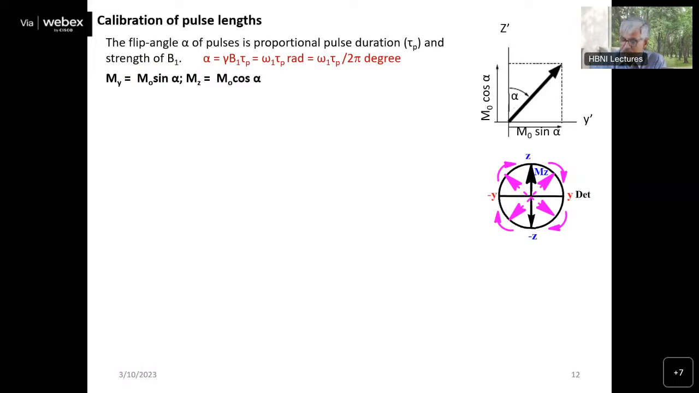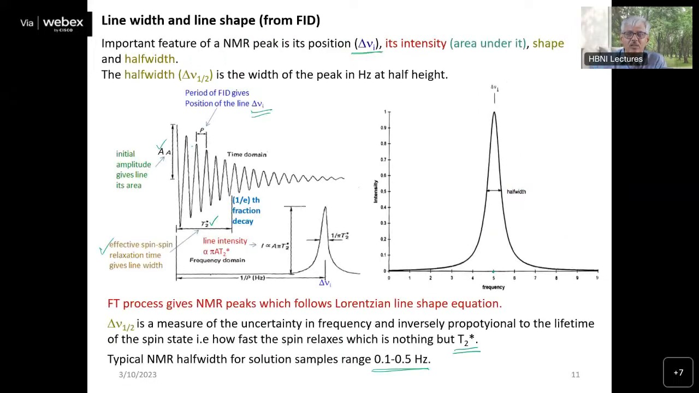Now that describes the ways we process the data: how we get the data, how we optimize the data, how we process the data, and how we get the NMR.